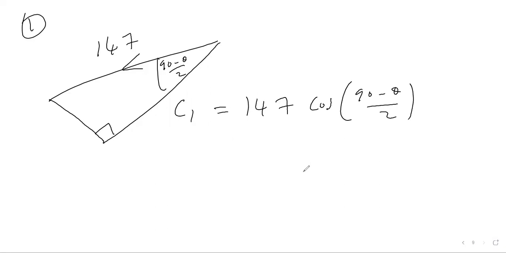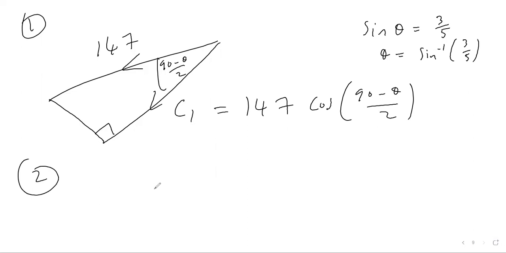So what you could do is work out, we know from the question that sine theta is equal to 3 over 5. So you could say, okay, well, theta is equal to inverse sine of 3 over 5. And then you could plug that into the theta there, and then you could obviously get the theta and plug that into your formula. So 90 take away the angle divided by 2, times that by 147. And then you get this C1 component. And then you can do the same with the C2 component.